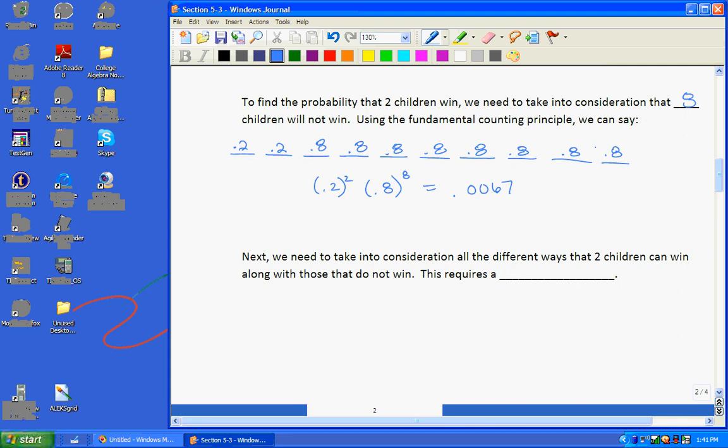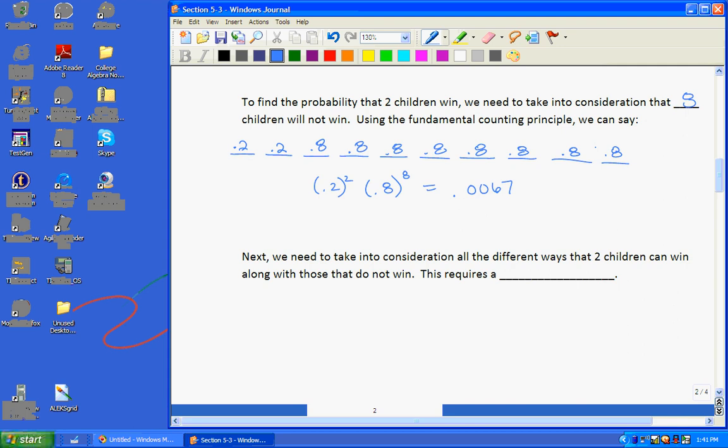Okay, now the 0.0067 only represents the probability that 2 kids win in this exact arrangement where the first 2 win and the next 8 don't. But we have to think about all the different ways that 2 kids can win. What if it's the first kid and the 10th kid that wins? Or the 5th one and the 7th one that win? All those different arrangements have not been taken into consideration.